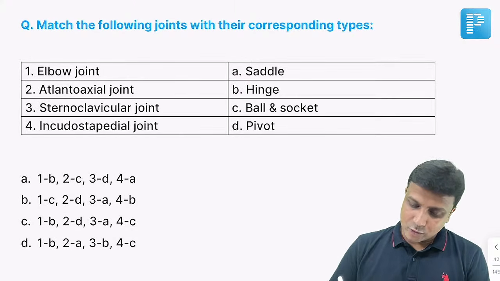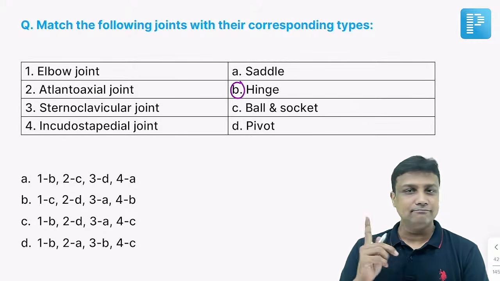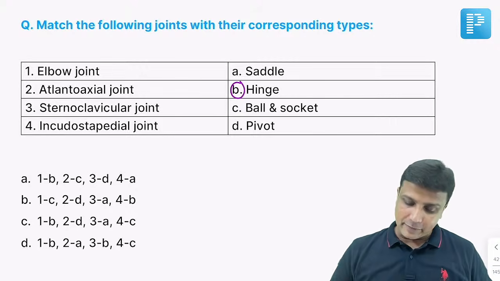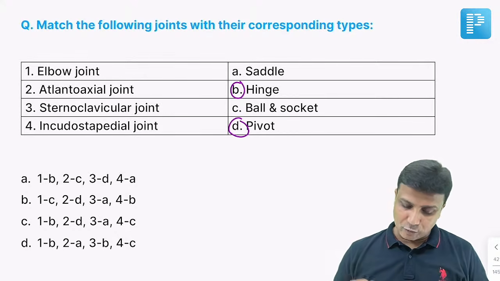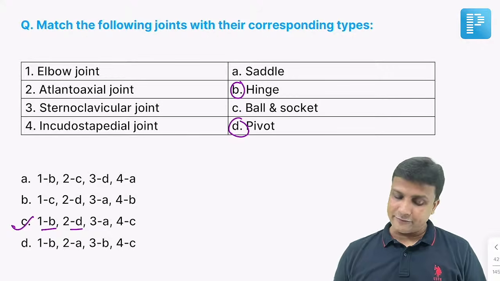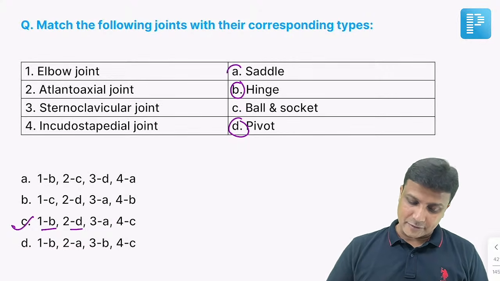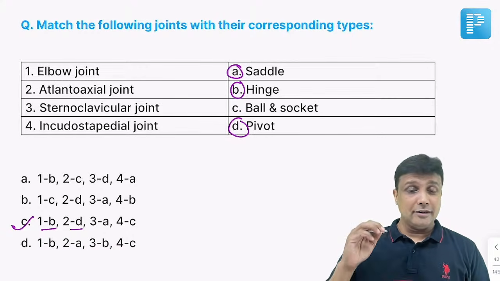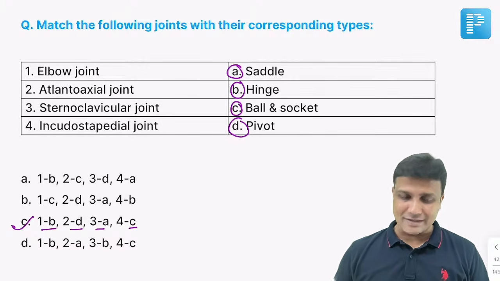Then the atlantoaxial joint is nothing but the pivot joint between the atlas and the axis. And then the sternoclavicular joint, so two matches with D. Sternoclavicular joint is one example of a saddle joint. And finally, the incudostapedial joint is an example of a ball and socket joint. Four matches with C.